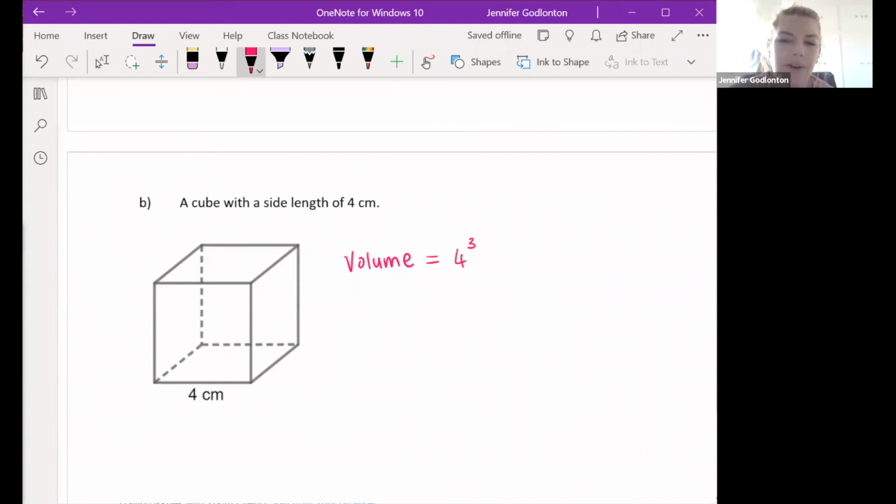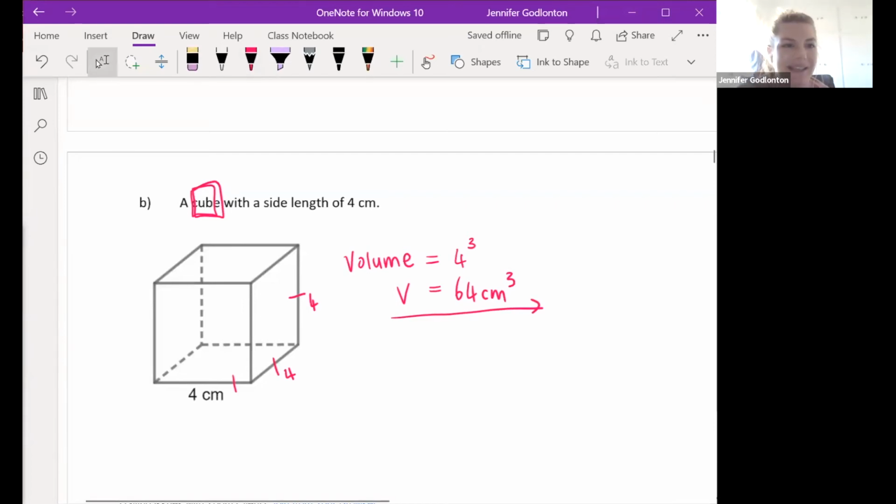Beautiful. And why do we know it's going to be 4 cubed? Ma'am, because we're timesing all the sides, 3 sides by 4. Good. And they told us over here that it was a cube, and so they're telling us that all of those sides are the same as each other. Excellent. Okay. So what is my final answer here? Volume is equal to? 64 centimeters cubed. Perfect. Nice job. 100%.